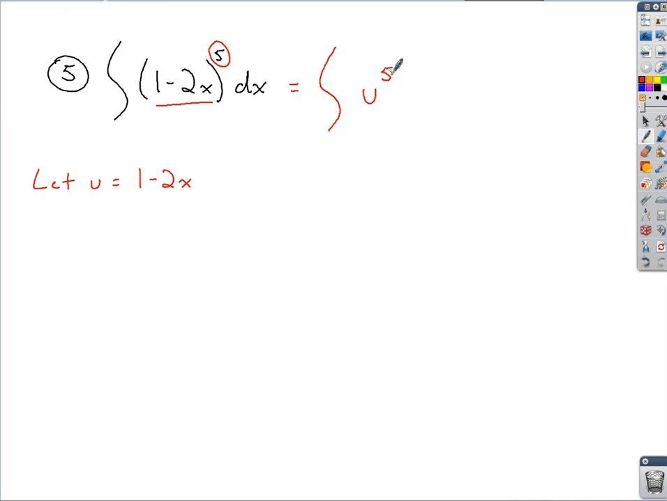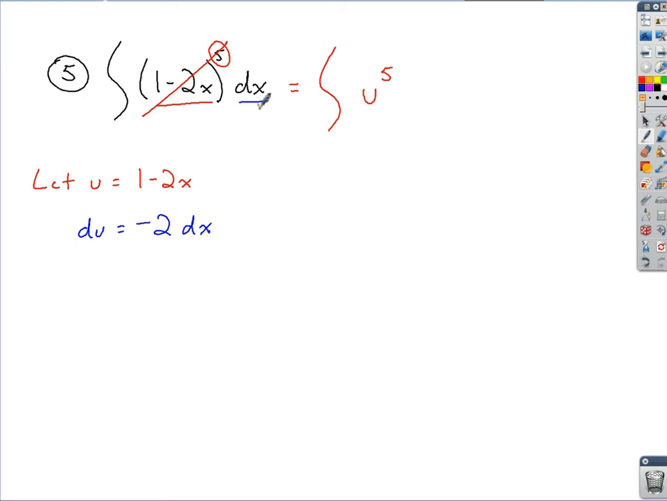Now, as far as everything else is concerned, because I've now taken care of this part, I still need to do something to adjust for this dx, since that's in terms of x, and I'm trying to set up a new problem in terms of u. This is where I take the derivative of my equation down here for u. Derivative of u would be 1 du. Derivative of 1 would be 0. Negative 2x would be negative 2. And then I'd write a dx because I took the derivative of x.